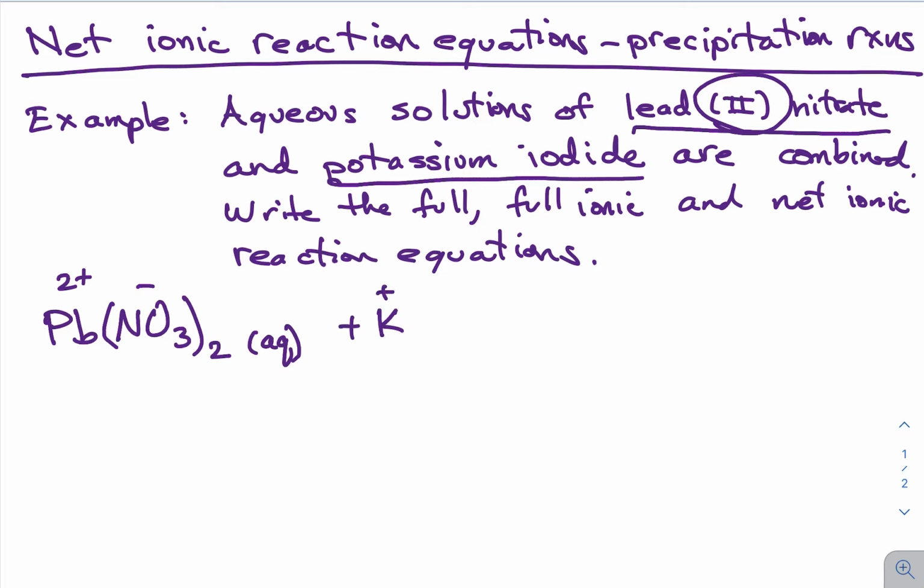And then our other reactant is potassium iodide. Potassium is a group 1 ion. Iodide is from group 17. Those are +1 and -1. It's already neutral, so we're done there.